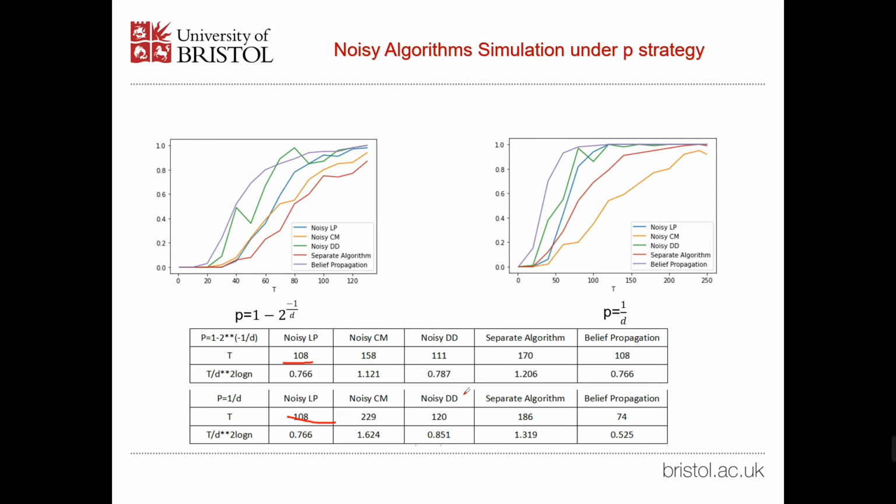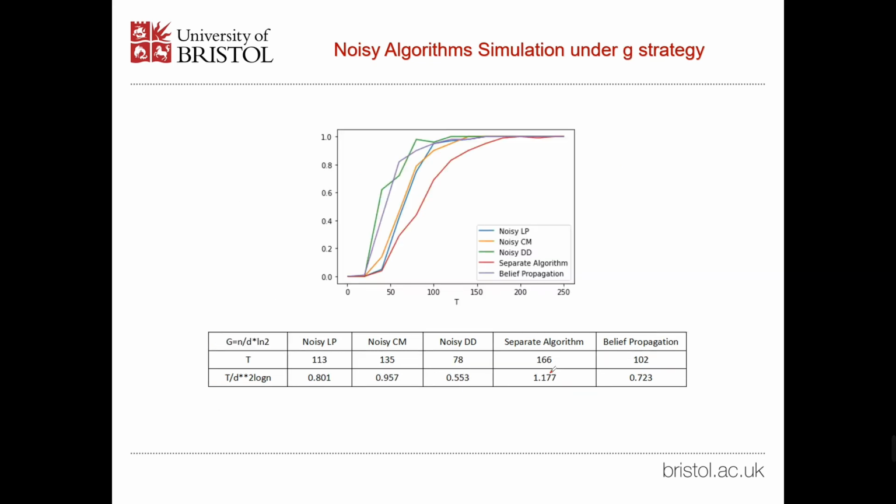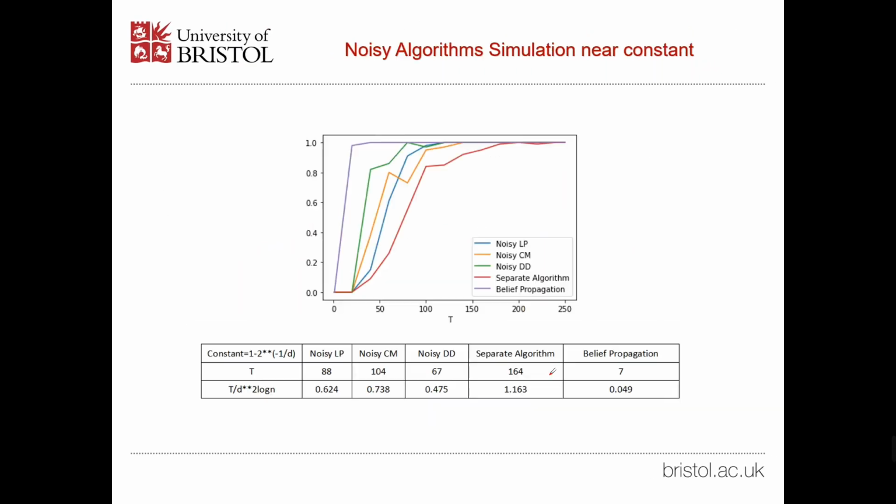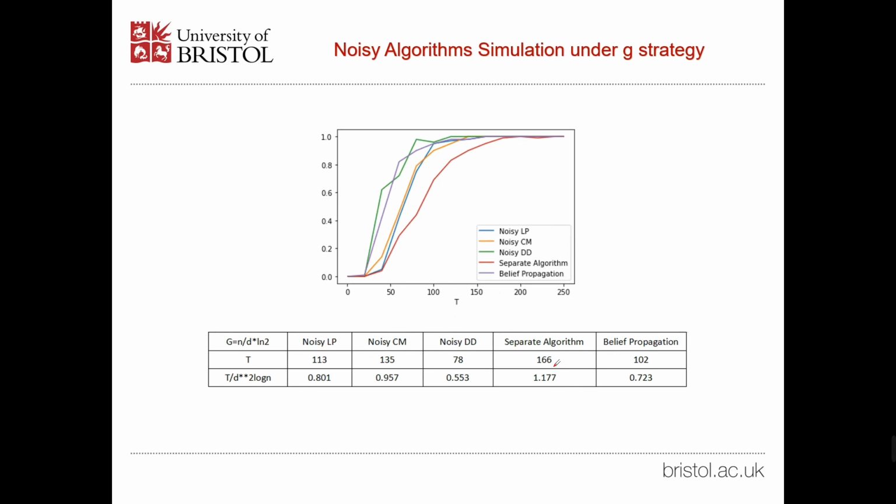And the noisy CM algorithm's performance is highly susceptible to the p-value. And unlike the other algorithms, noisy LP performs the worst under the G strategy compared to itself. The belief propagation and noisy DD algorithm perform well under all strategies, and there is a huge gap between them and the noisy CM and separate algorithm, the orange and red line, and the green and purple line.